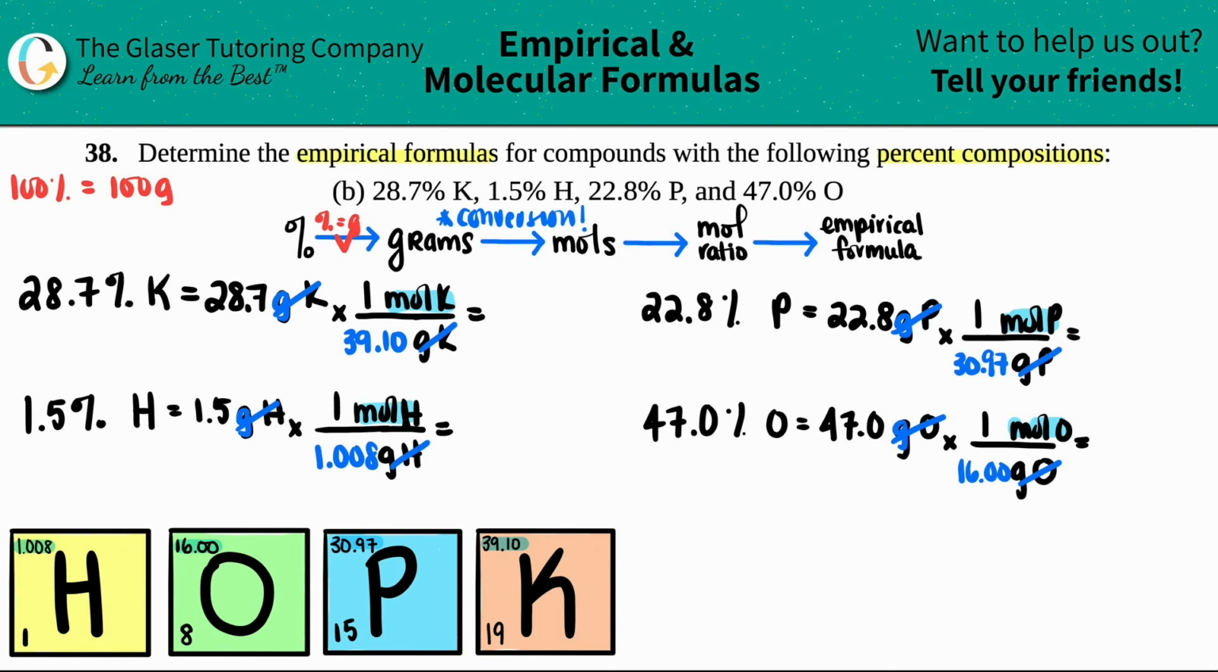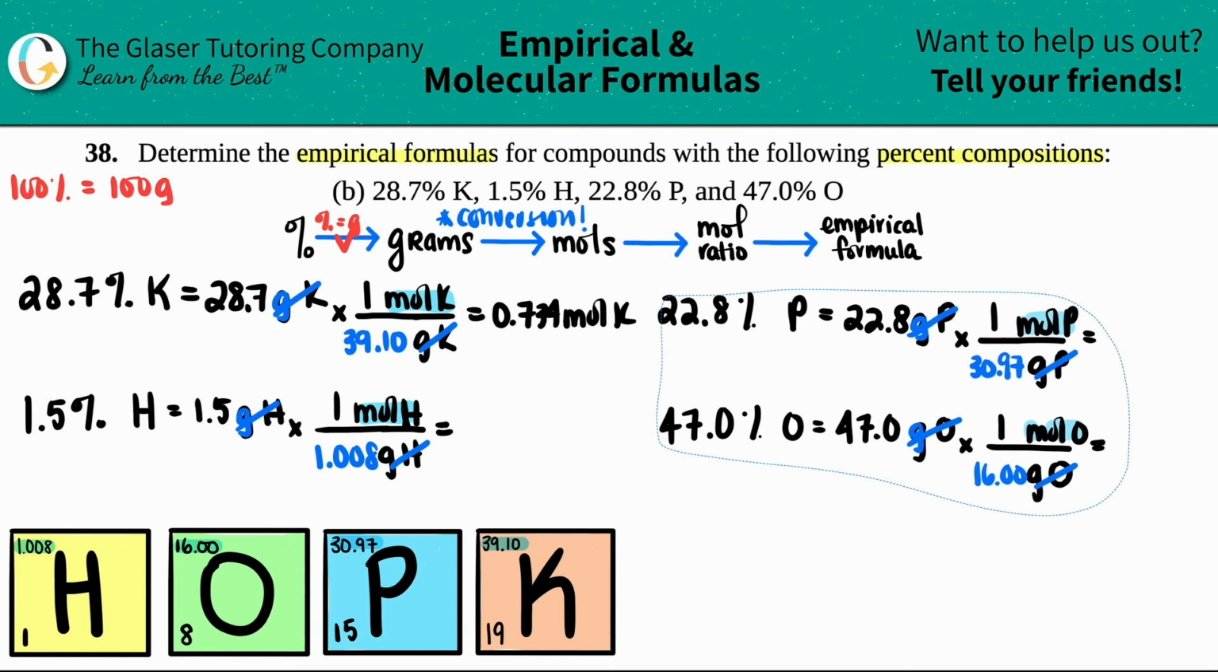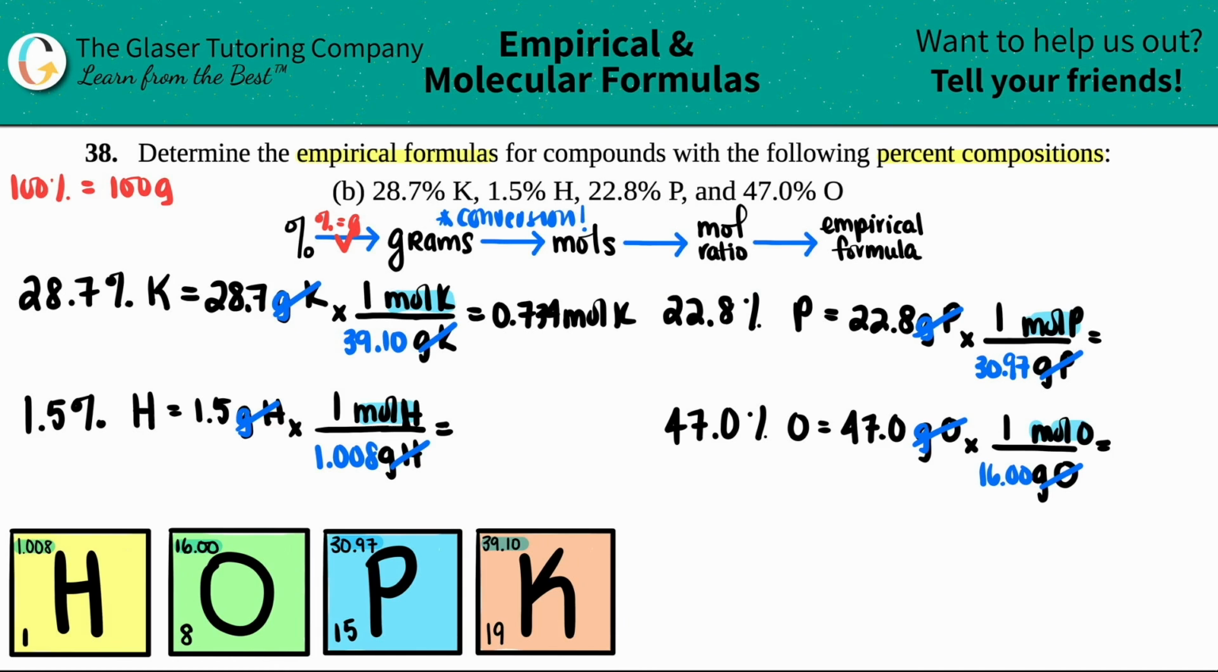Okay. So, 28.7, we're going to start with potassium first. 28.7 divided by 39.1. I'm going to cut this off after a few decimals, 0.734. And that is mole of K. Let's do hydrogen, 1.5 divided by 1.008. I get 1.488 moles of hydrogen.